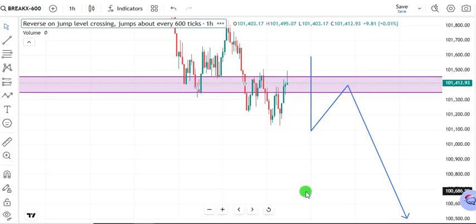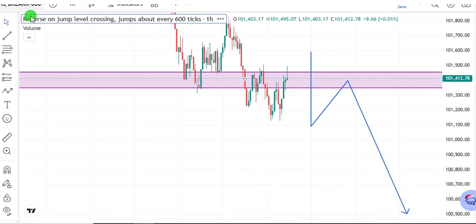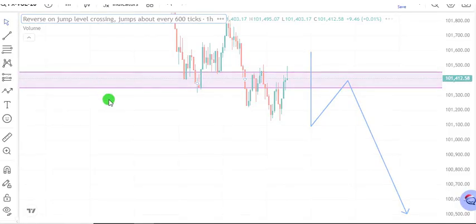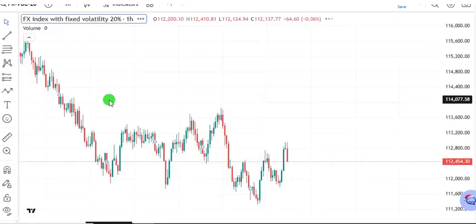So that's it. Going to the final one for today, which is going to be the FX Volume. So let's go to Volume 20. And just like I said, if I haven't said it, this is actually synthetic. And of course, you can check the description if you want to open an account with them. I don't have to say much about them.